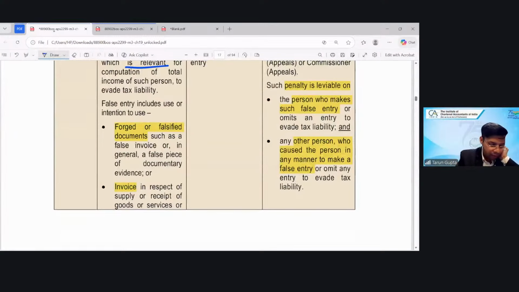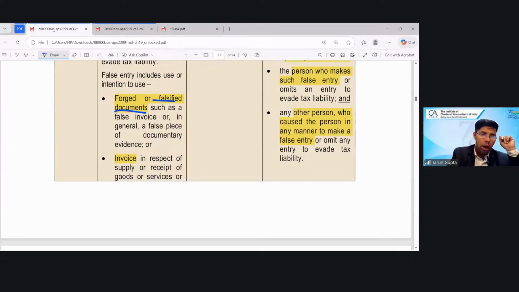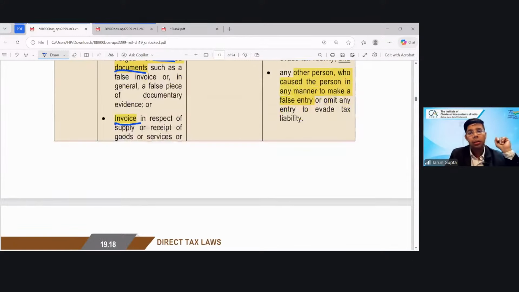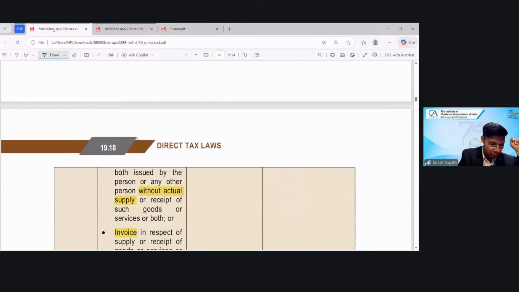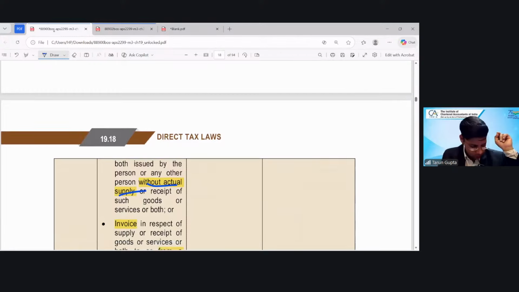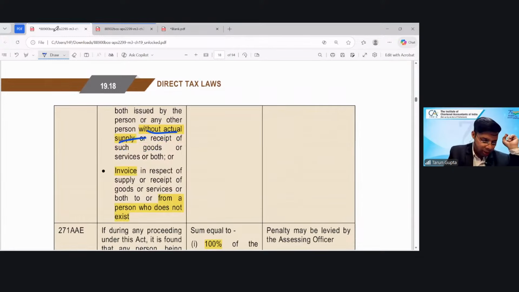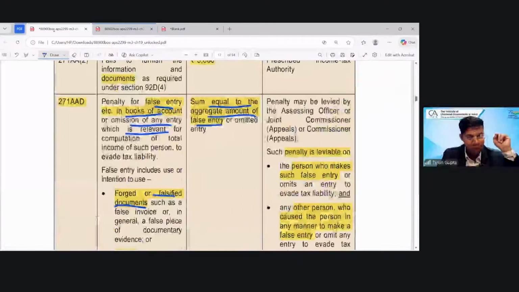So a false entry can be based on a false or falsified document. You have recorded an entry based on bogus invoices, false invoices. There is an invoice, but against that invoice, there was never a movement of goods. Without actual supply of goods, it is a bogus invoice, or the invoice is issued by a person who does not exist. Again, bogus. In all these cases, the penalty is equal to the amount of the transaction, the amount of the expense or the amount of the income you did not record.